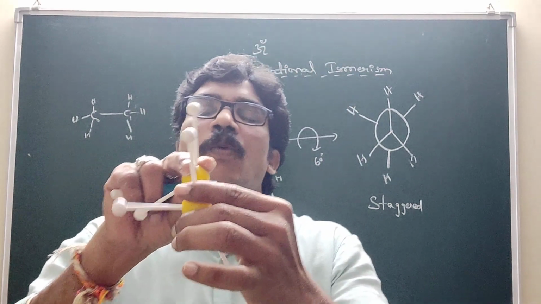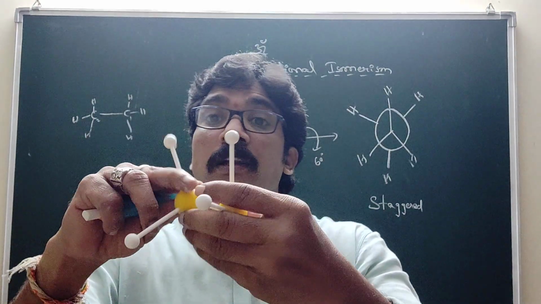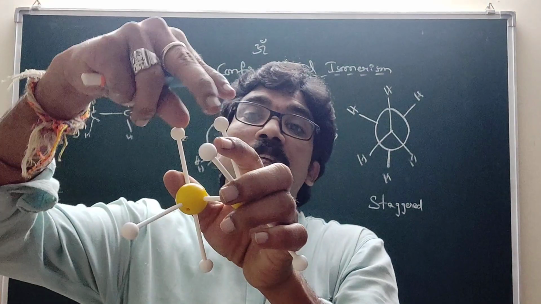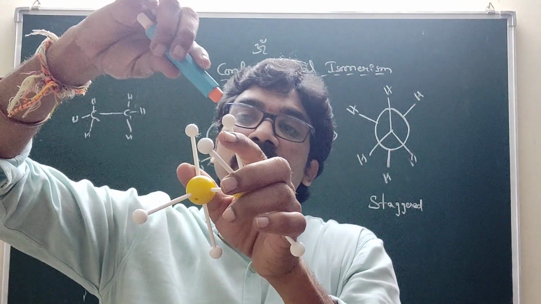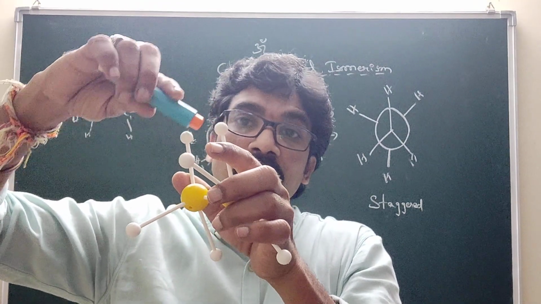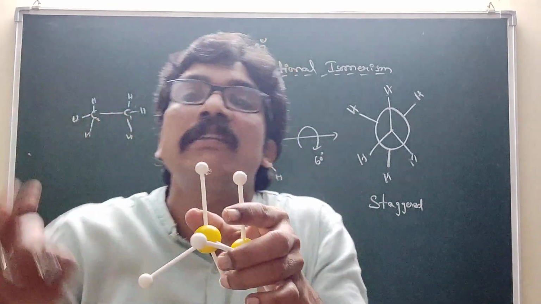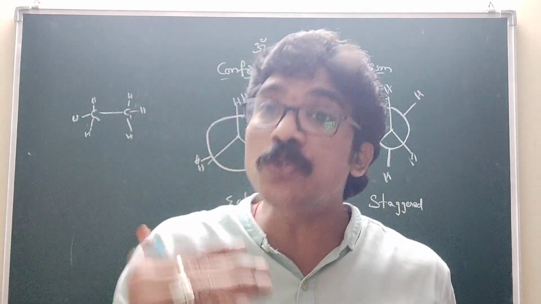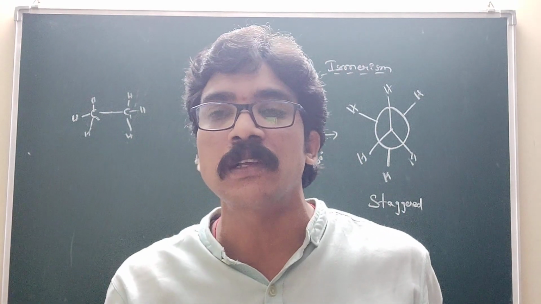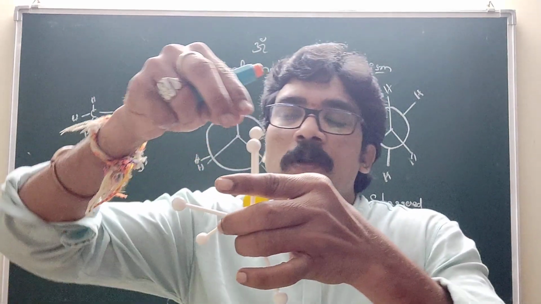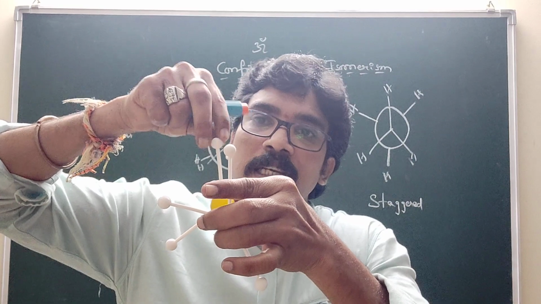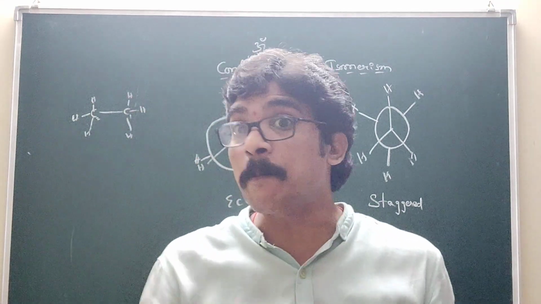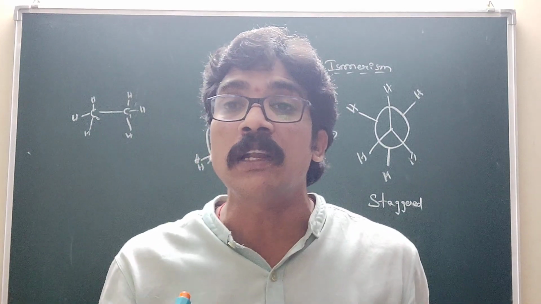Look at this one. One hydrogen is exactly behind the other hydrogen. Here the groups are very near to each other. If the groups are very near, then what happens? Between like groups, such as methyl or hydrogen, like charges, like atoms, a repulsion takes place. So these groups are very near to each other, and there is a repulsion. Repulsion is observed in the eclipsed conformer.